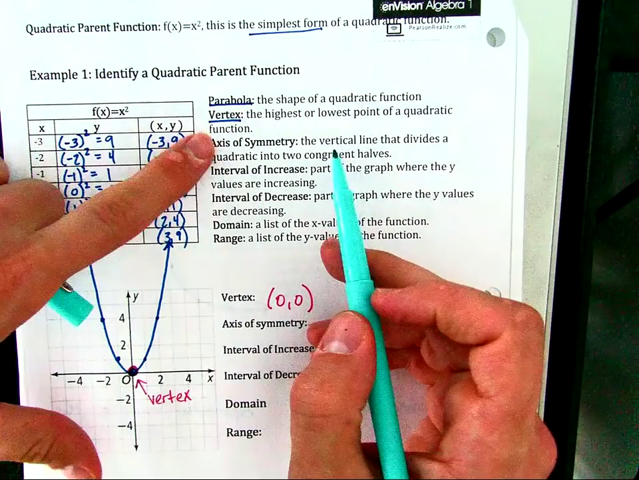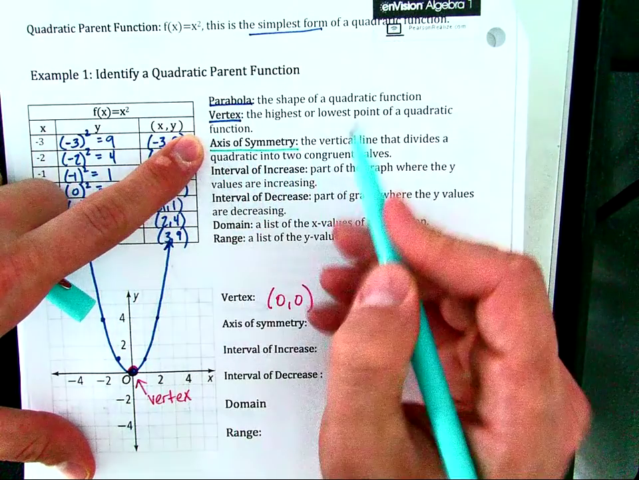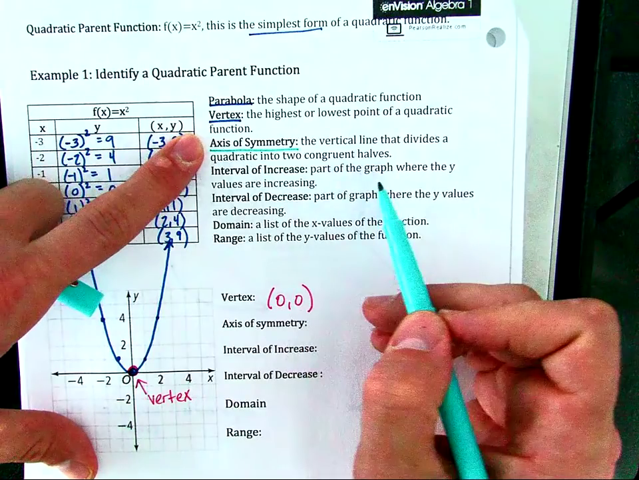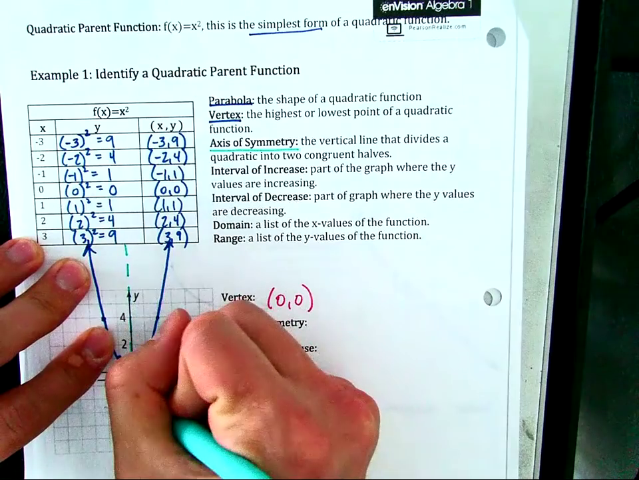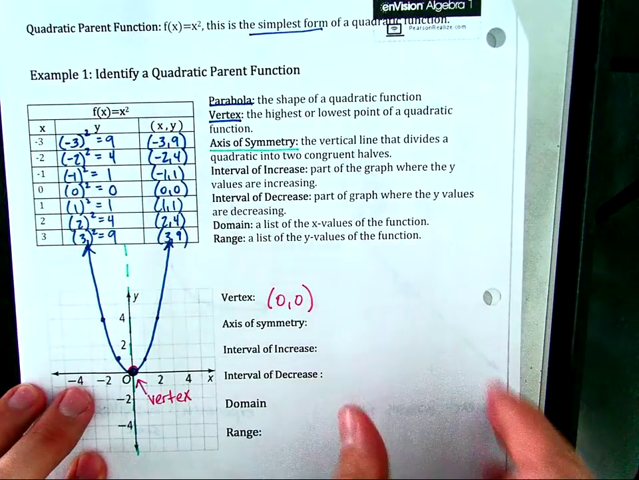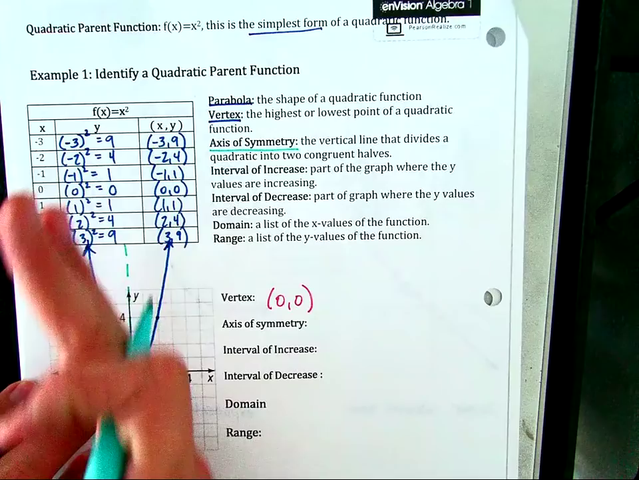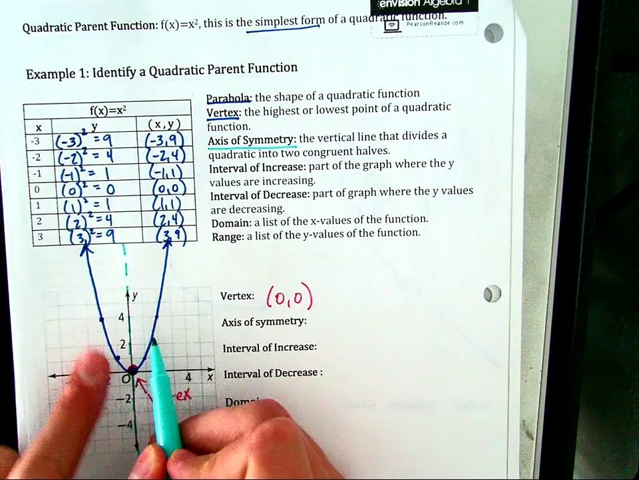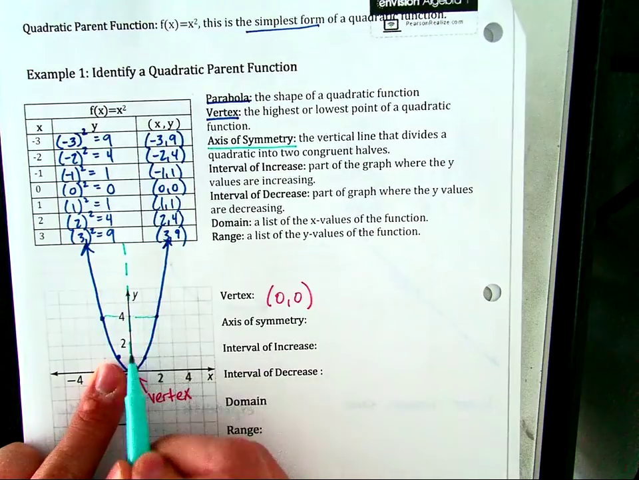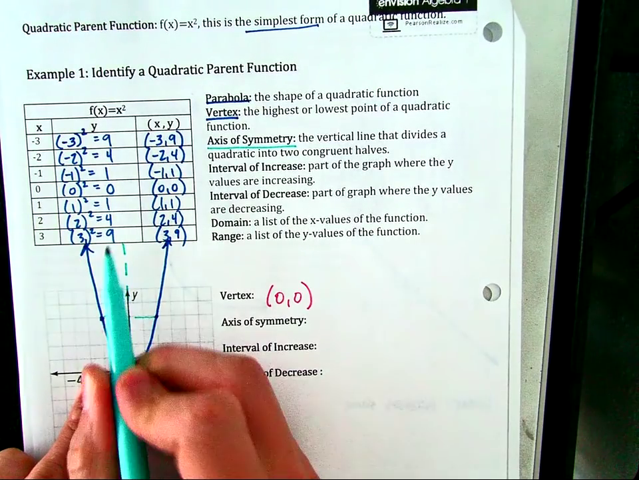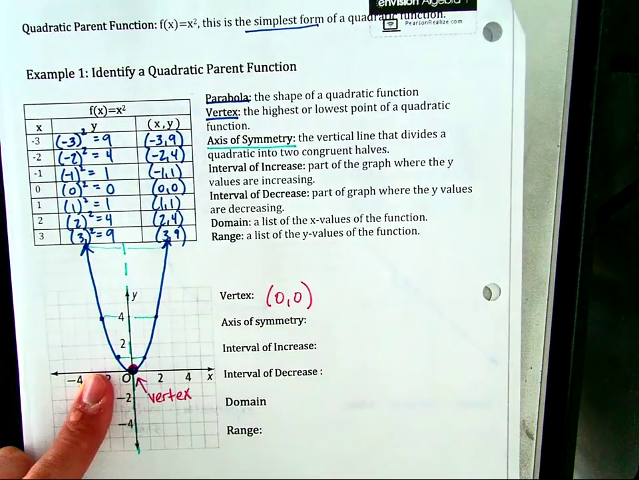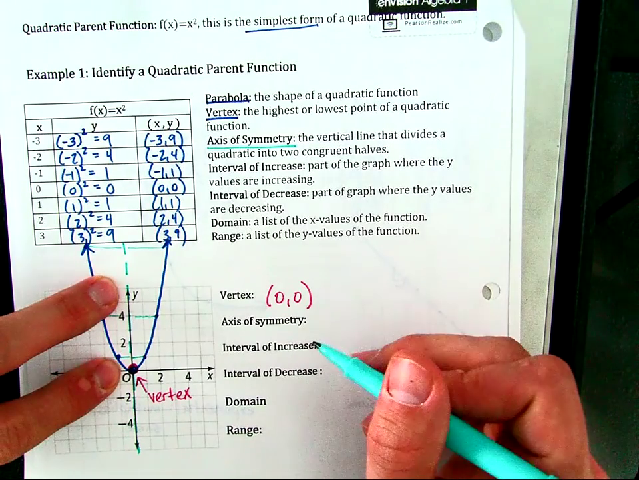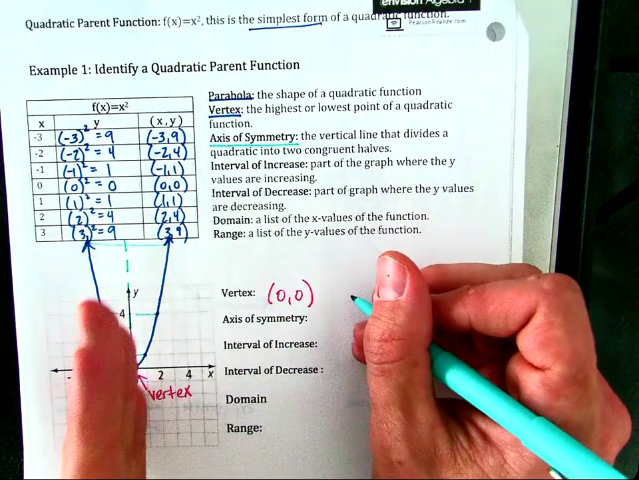The next one is the axis of symmetry. This is the vertical line that divides a quadratic into two congruent halves. There's a vertical line right here, and notice that it divides the graph in half. If I were to take my paper and fold it over, the two halves would lay right on top of each other. This point right here would lay on top of this point, and my 9s up here would lay on top of each other. That's the axis of symmetry. When we talk about the axis of symmetry, not only do we use a dashed line, but it is also kind of an invisible line.